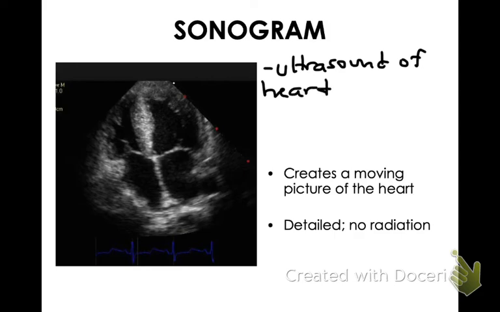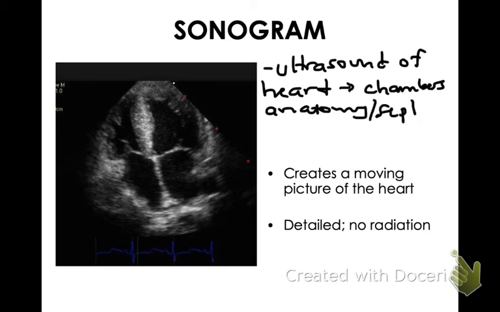Things that they're normally looking at are the chambers and the anatomy. Remember, we have 4 chambers. They're looking at the septum, which is that dividing line between the two sides. So they're looking to see, is the septum there?